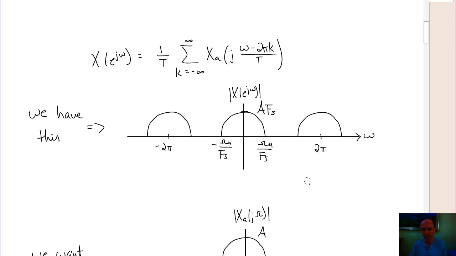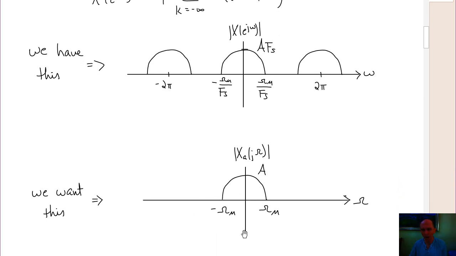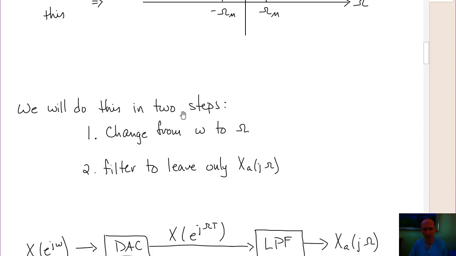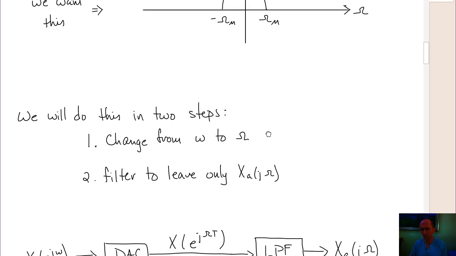Now this is what we have. What we want is this spectra here. We want to be able to recover the original spectrum again. So how do we go from here to here? Now if we look at it, we can see what we have to do, right? Here I wrote it out. We're going to do this in 2 steps. We need to change from little omega back to big omega. We need to go from radians per sample to radians per second. And we need to filter.